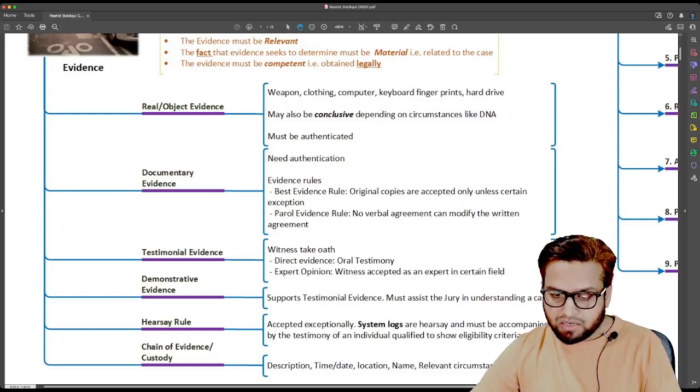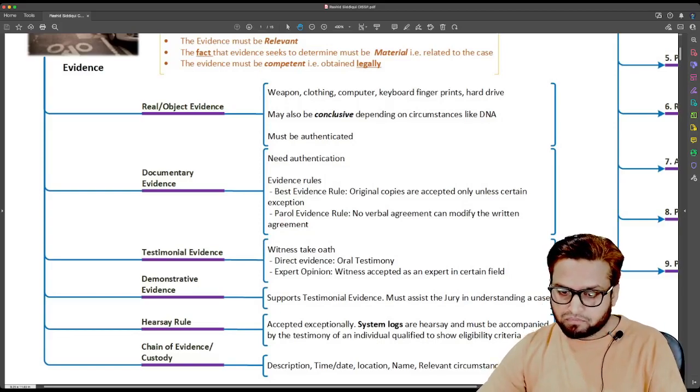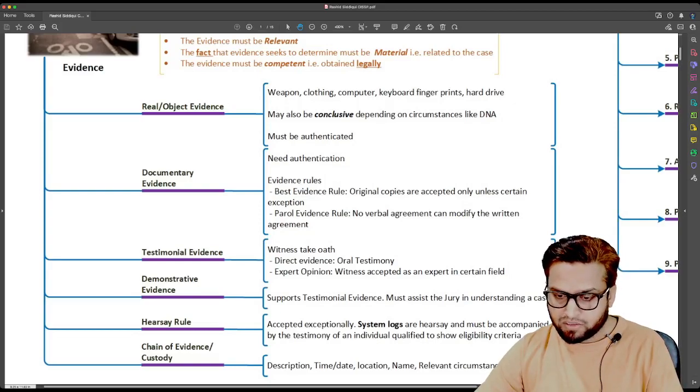Now demonstrative evidence is something which supports testimonial evidence, right? We talked about testimonial evidence. Now it must assist the jury in understanding the case. So someone can come and demonstrate some point, and then with this demonstration the testimonial evidence can be elaborated.